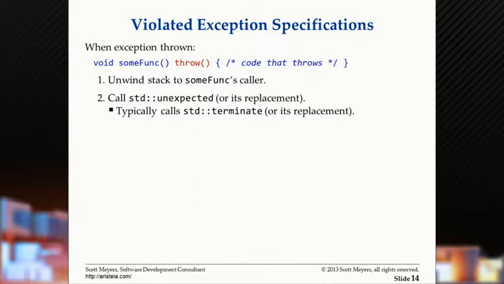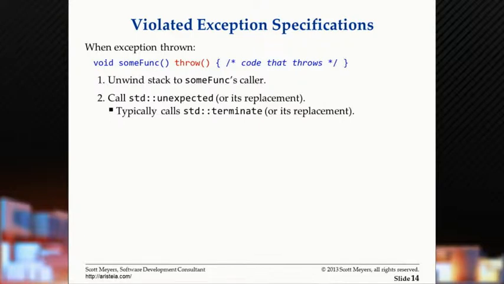So if I have this some func here and I say, okay, it's got an empty exception specification. This is the C++98 exception specification, and then somehow an exception actually gets thrown. If an exception gets thrown at runtime, what must happen is first you unwind the stack to the caller of some func. So at runtime, you've got to unwind the stack, and then you're going to end up calling unexpected, and unexpected by default will end up calling terminate.